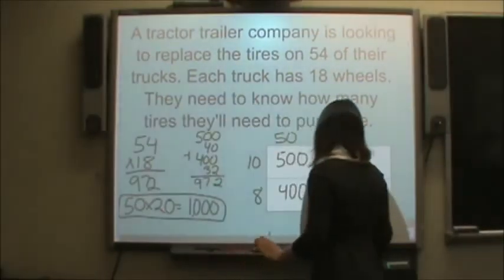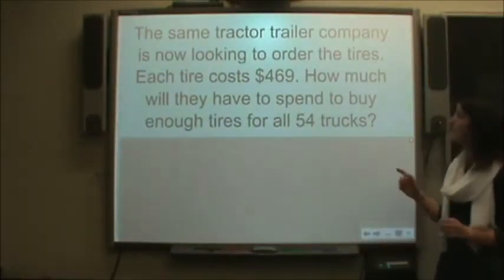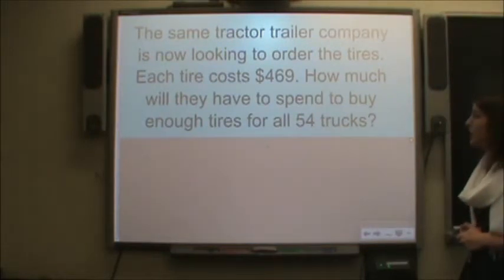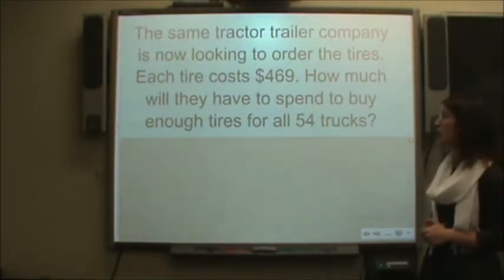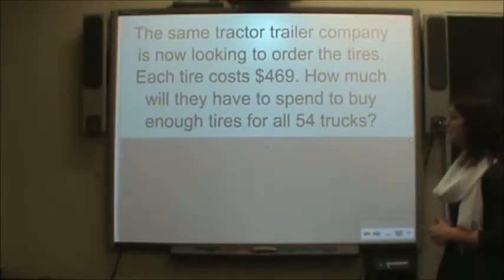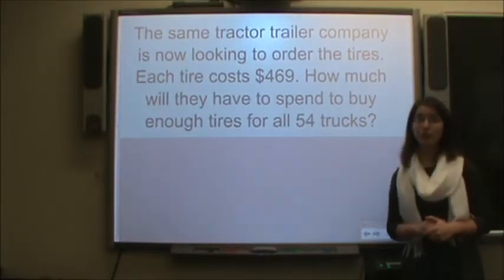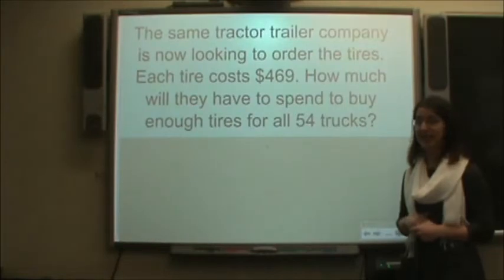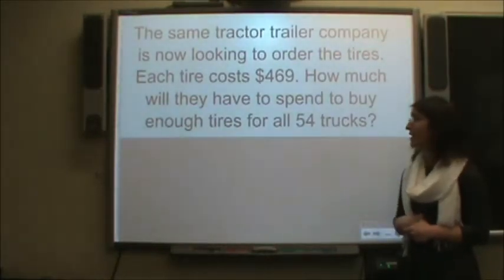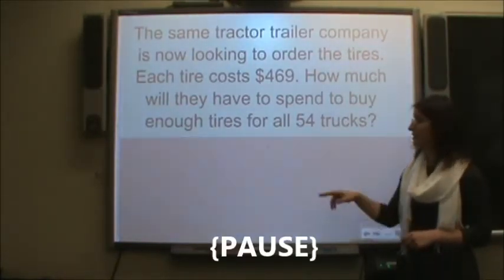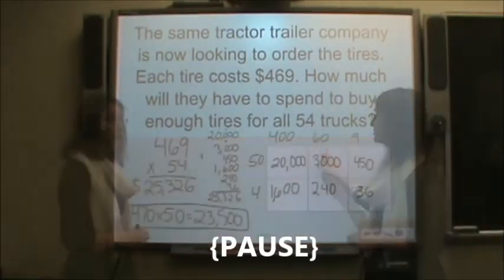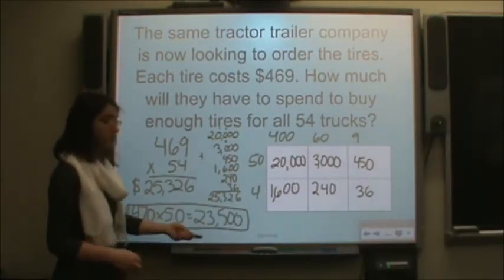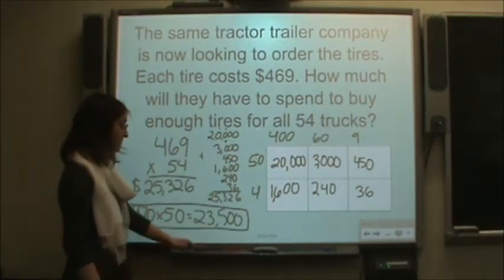So going along with this problem, the same tractor trailer company is now looking to order the tires. Each tire costs $469. How much will they have to spend to buy enough tires for all 54 trucks? So you're going to have to use the number of tires that we just calculated and multiply that by the cost of each tire. All right, so pause the video and do that now. The answer is that it would cost $25,326, which is close to my estimate of $23,500.